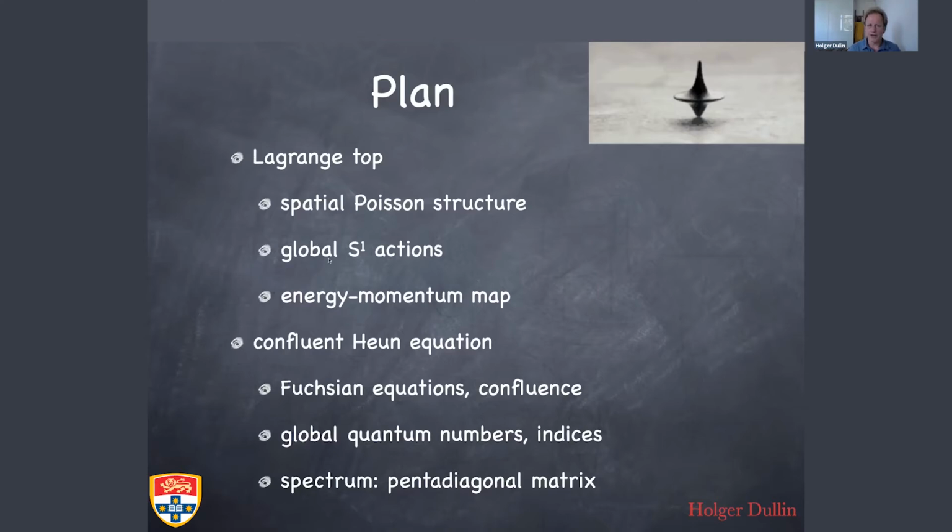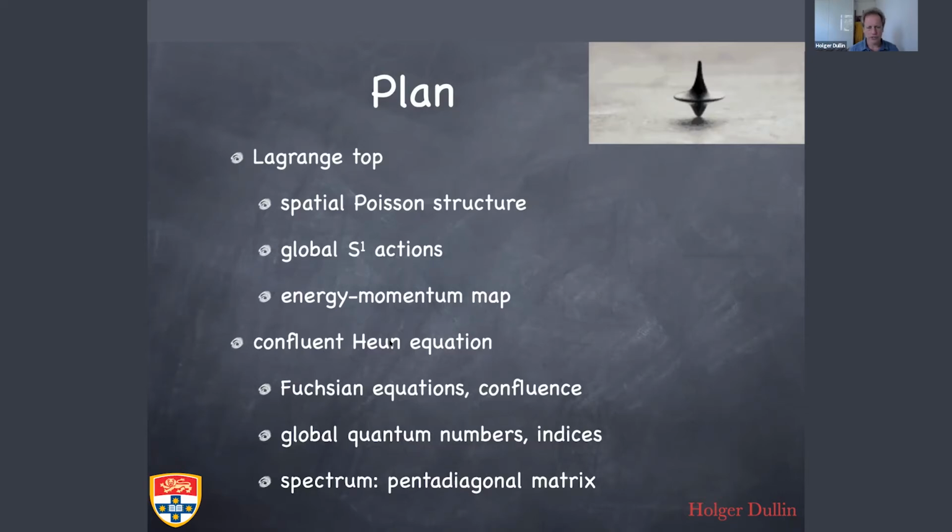Anyways, so there are these global symmetries, S1 actions that the system has. There are two of them, and we will rediscover them in the Heun equation in a very special way. So that's one of the interesting observations here, this connection. And then I'll discuss the energy momentum map of the system.